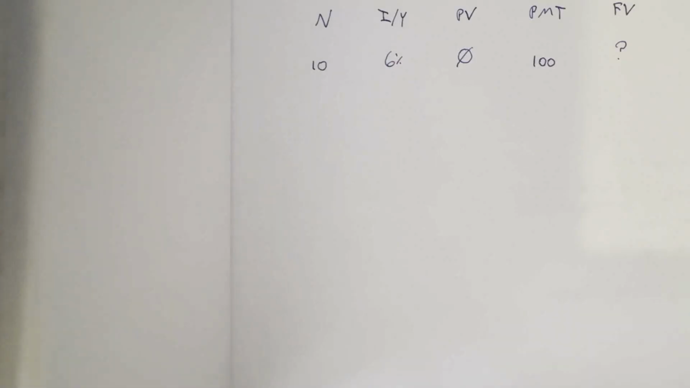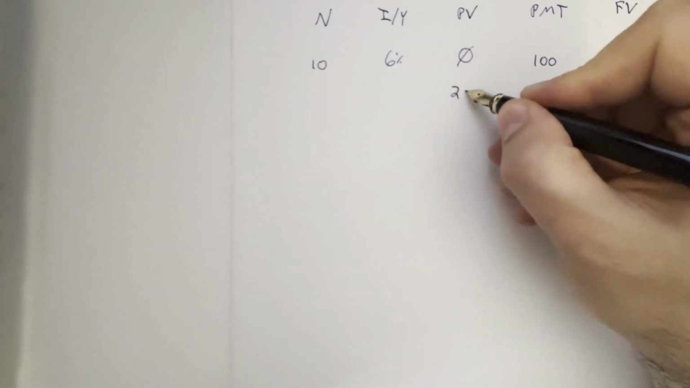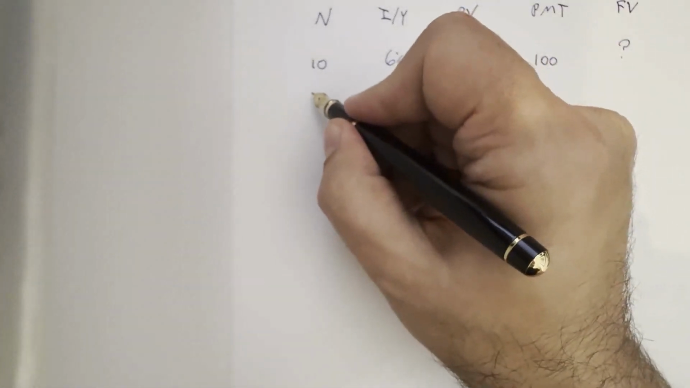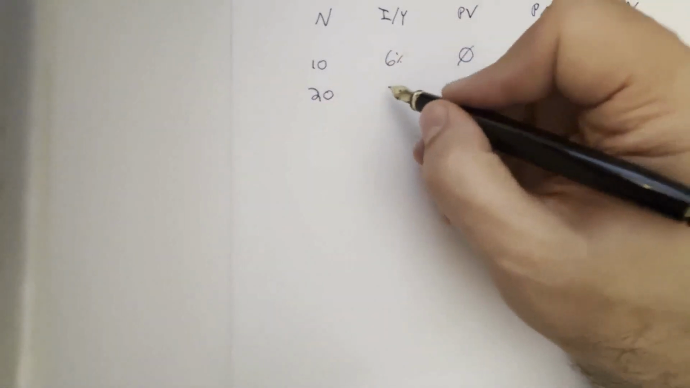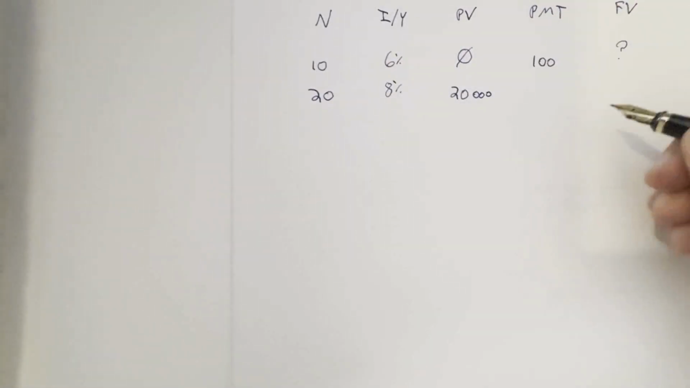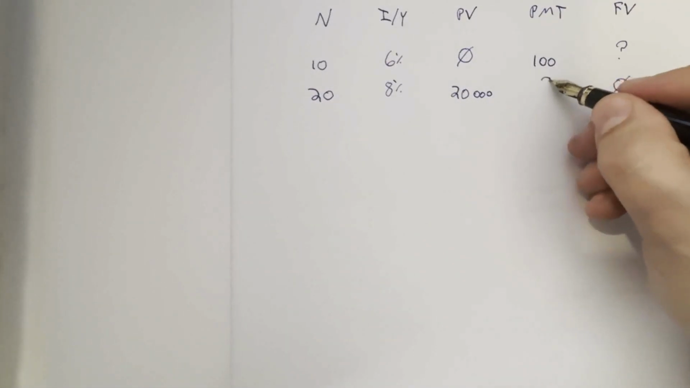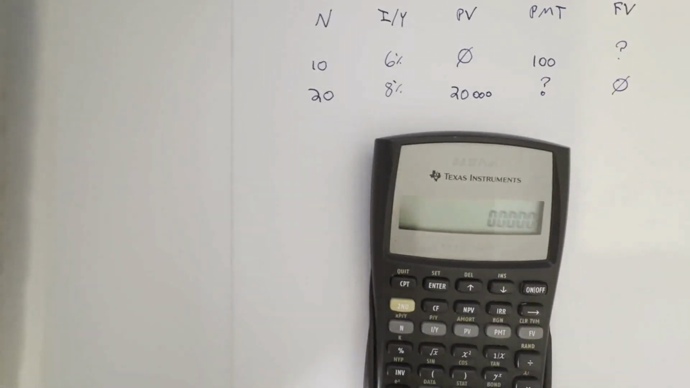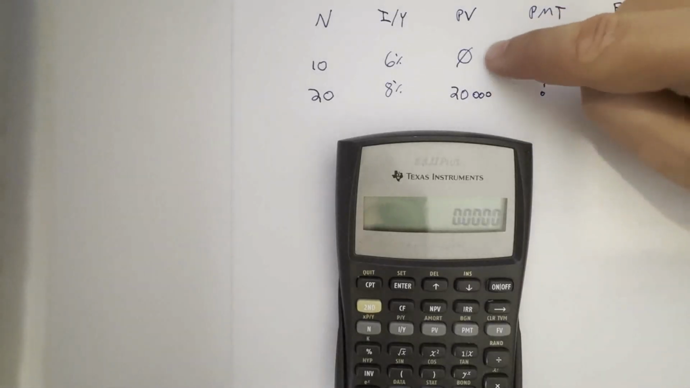Then I want to know if I start off owing, I decided to buy a boat, so I owe $20,000. And I'm going to pay it off in annual installments over 20 years. They're charging me an 8% rate of interest. I know my ending balance is zero. I want to know my PMT. So we're going to start with those two, then we're going to keep going. And again, you can pause this and do this with me. So in the first example, we're looking for the present value.